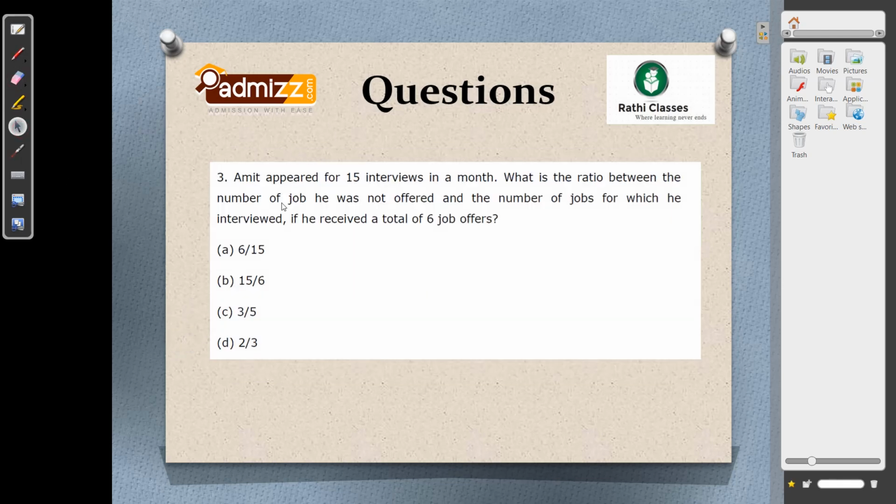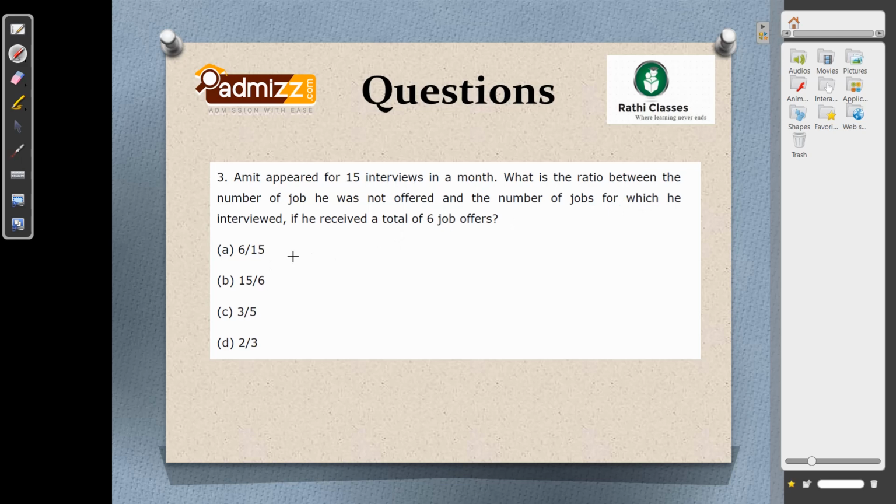In the third problem, let us see what the question has asked. Amit appeared for 15 interviews in a month. What is the ratio between the number of jobs he was not offered and the number of jobs for which he was interviewed, if he received a total of 6 job offers? You need to read the question very carefully. The question is not based on probability.